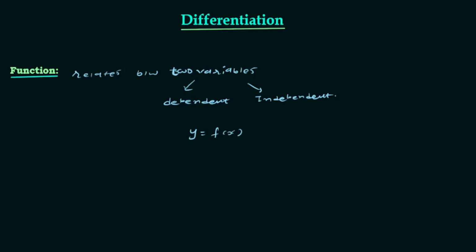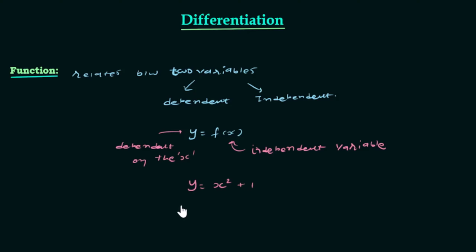So here y is dependent on the x, while x is the independent variable. Here I can have one example like y equals x square plus 1. So y is some function of x. For x equals 1, it will have one value which is 2. I will put 1 here, so 1 square is 1, plus 1 equals 2.